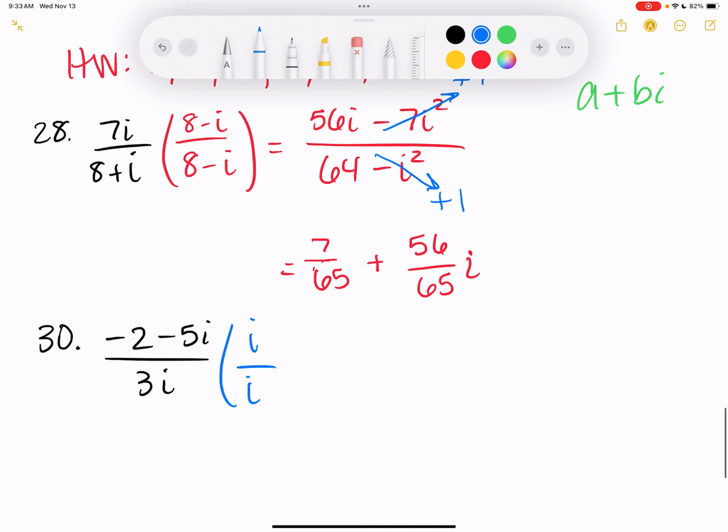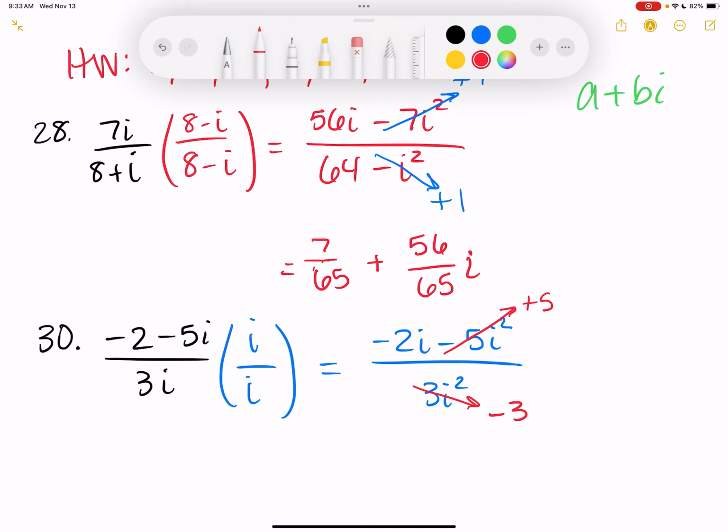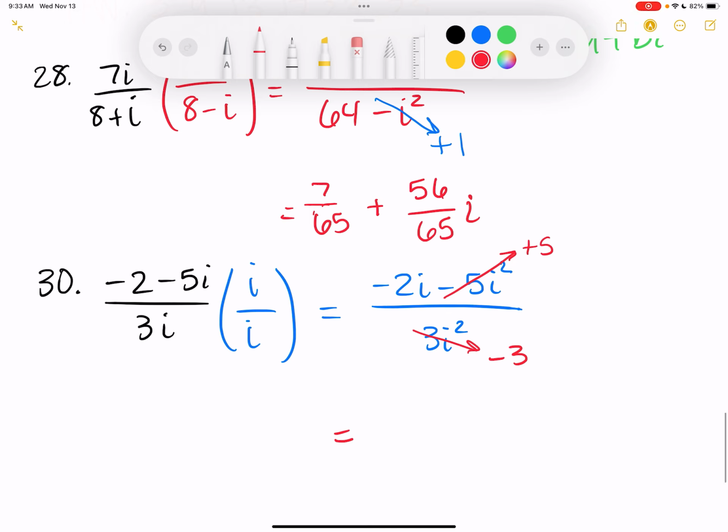Multiply by i, top and bottom. When I do that, I get negative 2i minus 5i squared over 3i squared. 3i squared is negative 3. Negative 5i squared is plus 5. So I get negative 5 over 3... both of these are negative, so plus 2 over 3 i. We haven't had one that would reduce yet, but if we ended up with a fraction that would reduce, we would need to be reducing.